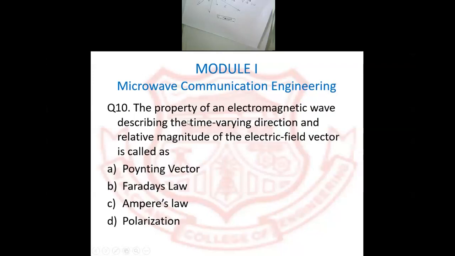Direction and relative magnitude of the electric field. Direction and magnitude. Your answer is correct. That is polarization, because the electric field provides you the polarization of the given wave. Whether the electric field is perpendicular or parallel, according to that, we can say perpendicular polarization or parallel polarization.